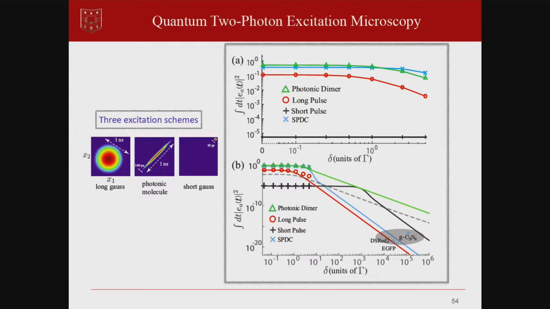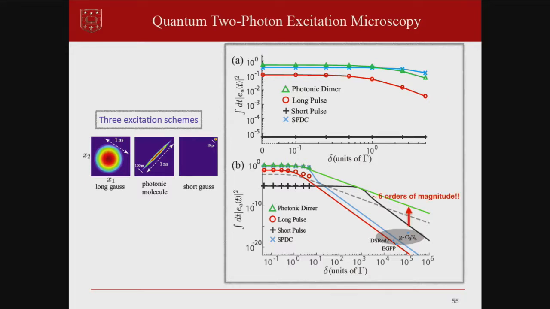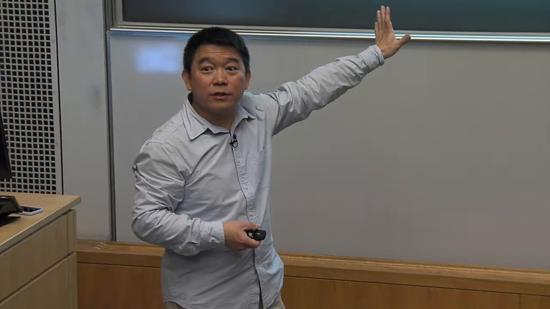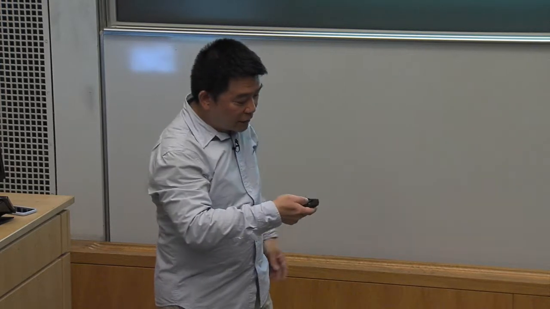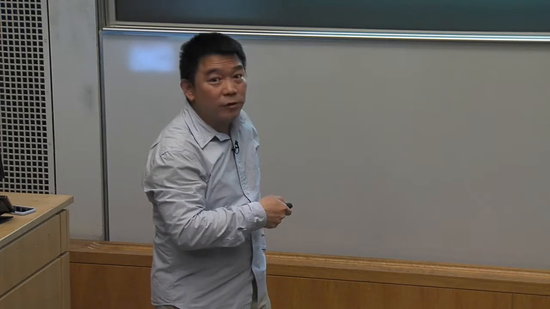I didn't really give you the definition of the excitation efficiency, but the whole point is that you see it's 10 to the minus 20. That just means it's very small. And by using the photonic dimer, the efficiency is here. It's 6 orders of magnitude more efficient. As I said, we already knew that it's more efficient, but this exercise took us roughly 6 months to get this result. So this exercise just tells you that it's 6 orders of magnitude more efficient.